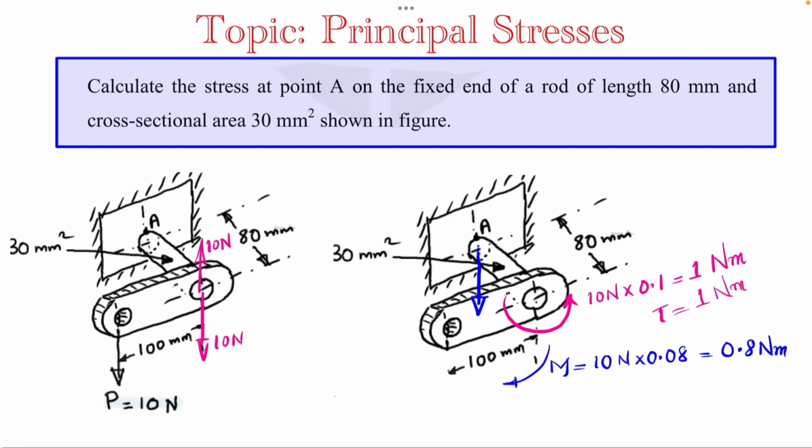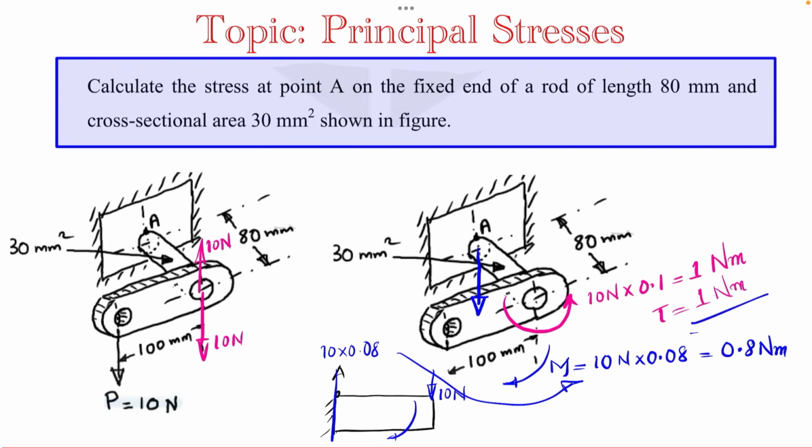If I look from the side view, this will be the shaft, and this is the point A where it is fixed, and here 10 Newton is acting. I am considering the effect of this 10 Newton creating a bending moment. So the bending moment value at this section is given by 10 into 0.08, which is what we have evaluated here. So now the shaft is subjected to a torque of 1 Newton meter, a bending moment of 0.8 Newton meter, and at the end there will be the transverse force, that is 10 Newton.